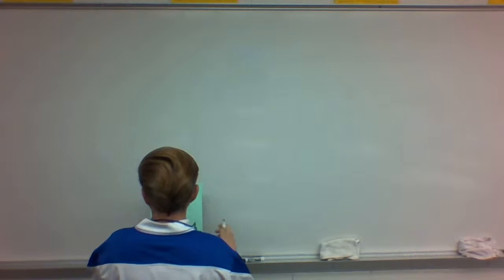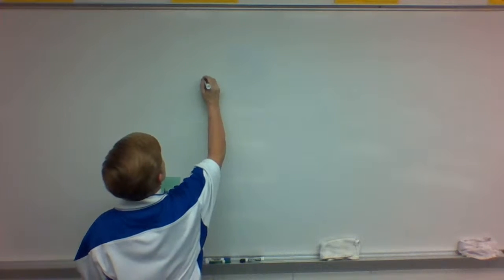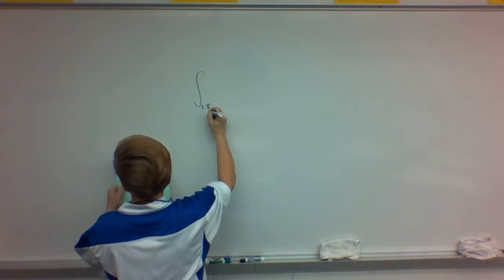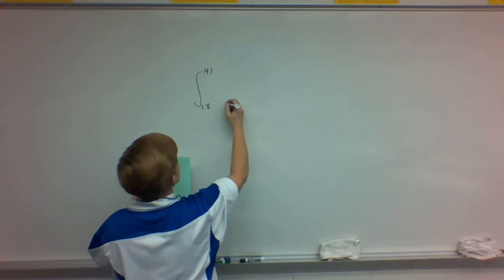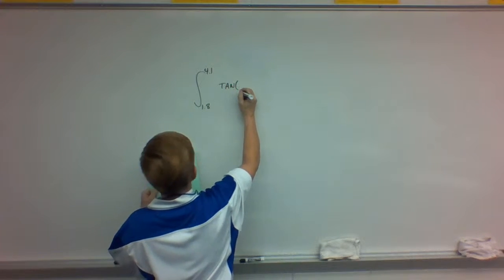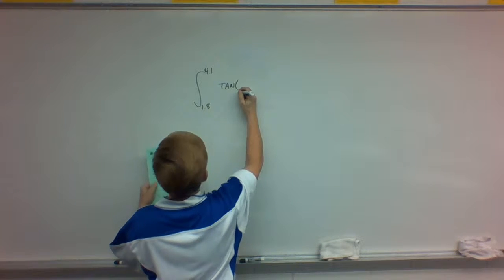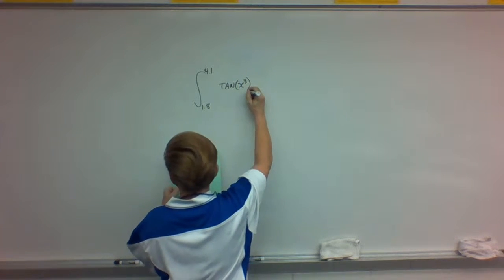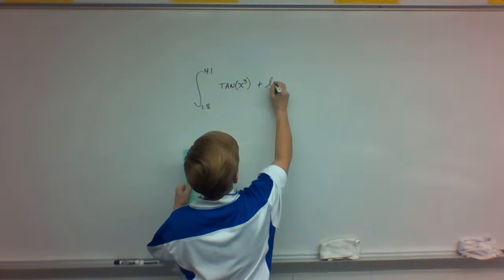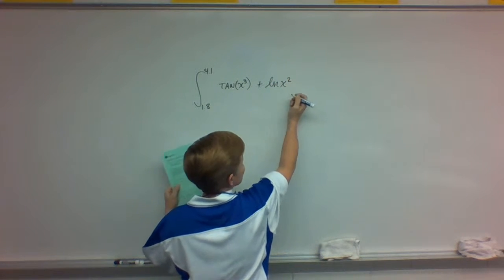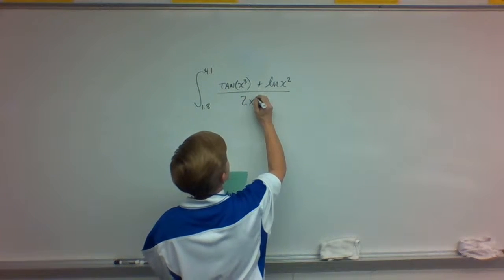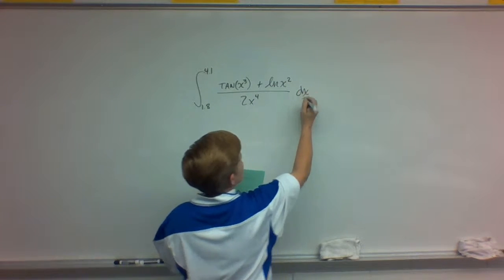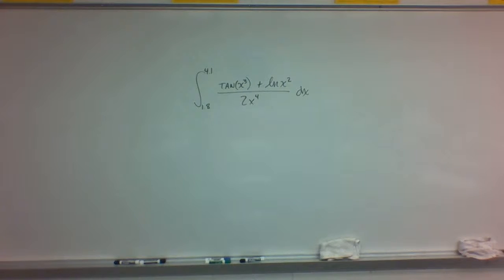Okay, like this. Integrate from 1.8 to 4.1 this function: tangent of x to the third plus the natural log of x squared, just for fun, over 2x to the fourth. It's pretty ugly. If you can enter that, it's the same thing I do. I've got to try it.